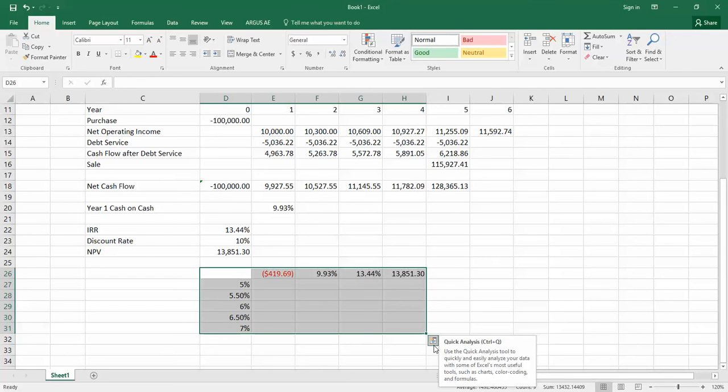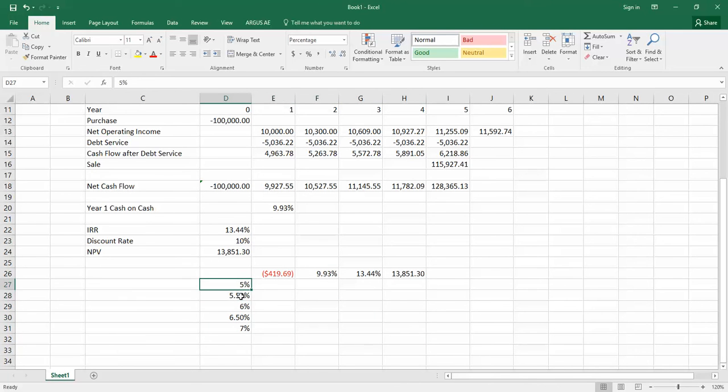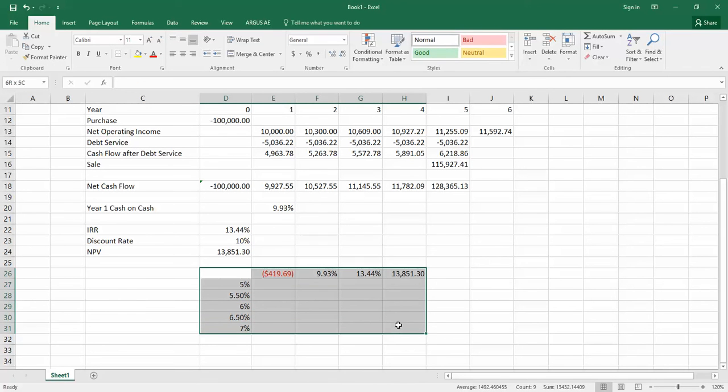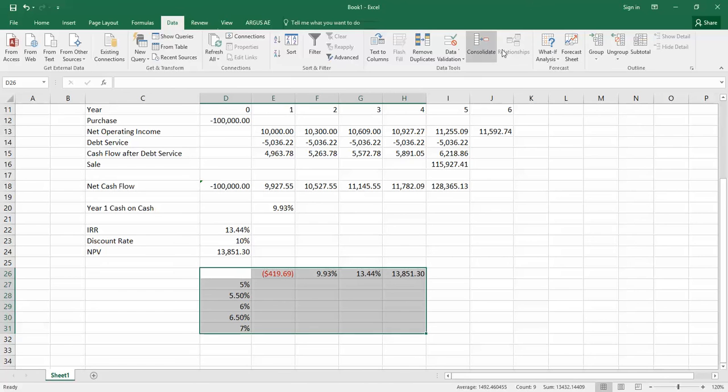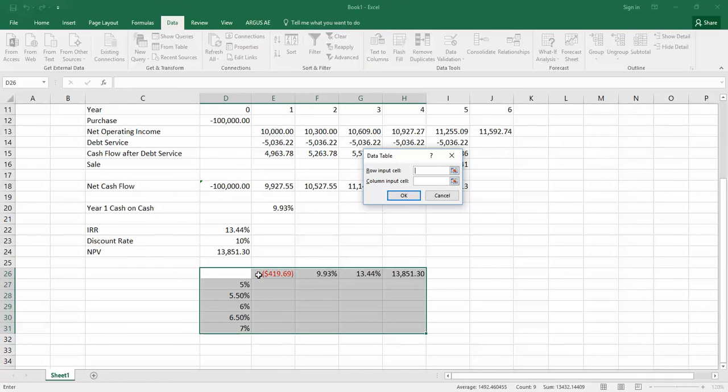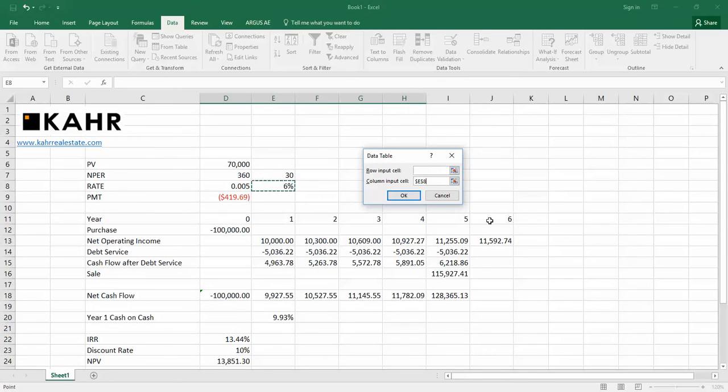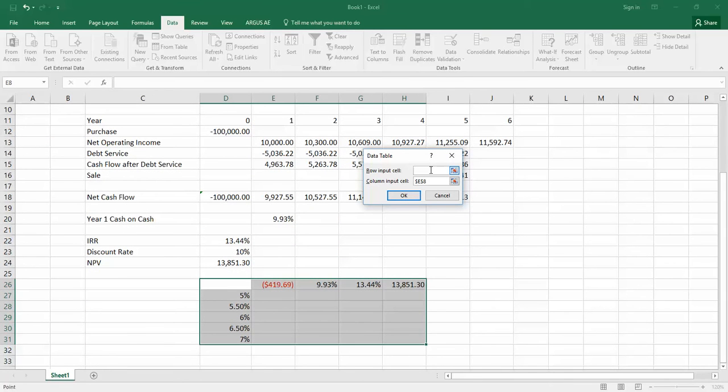Now instead of having the thing I was trying to calculate in the upper left-hand corner, I now have multiple things I'm trying to calculate along the top. The left side, of course, is still a bunch of hard-coded values. The top is a bunch of links. I highlight the area, I go to data, what if analysis, data table, the row input cell is blank, the column input cell is E8.